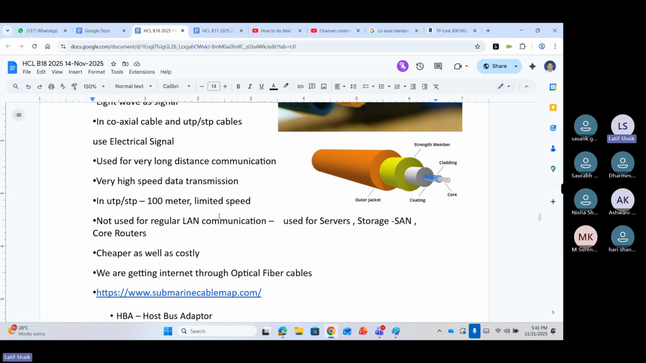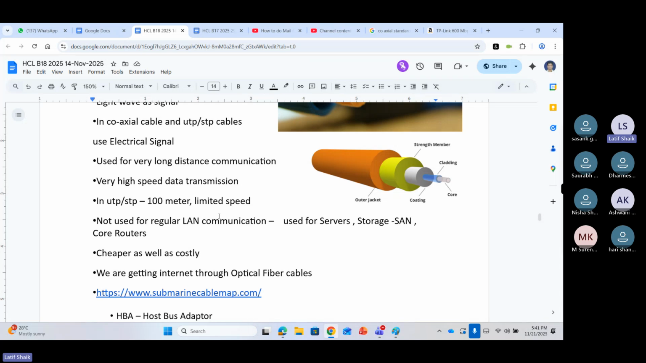But of course, we are using them for server connectivity, server to server connections, storage like SAN type of storage connectivity, and core routers. Where more data transmission is required, there we use fiber optical cables, as well as for connecting to the internet. So we need these fiber optical cables. These fiber optic cables are costly as well as cheaper. Cost is there, cheaper is also.